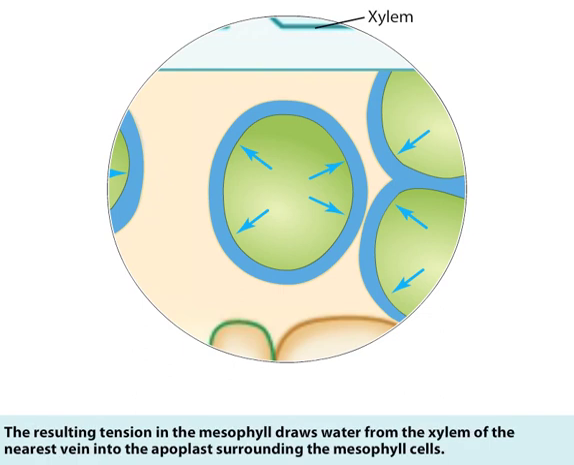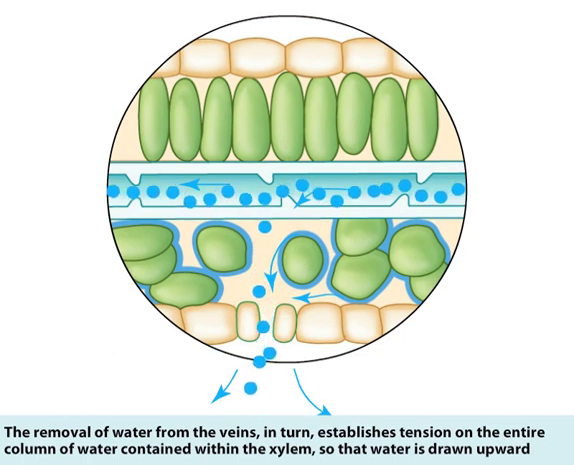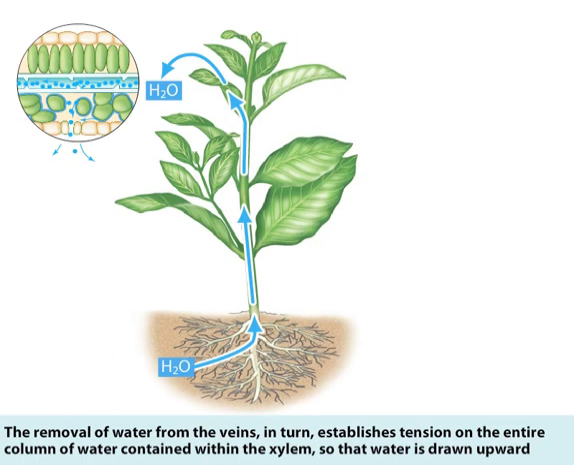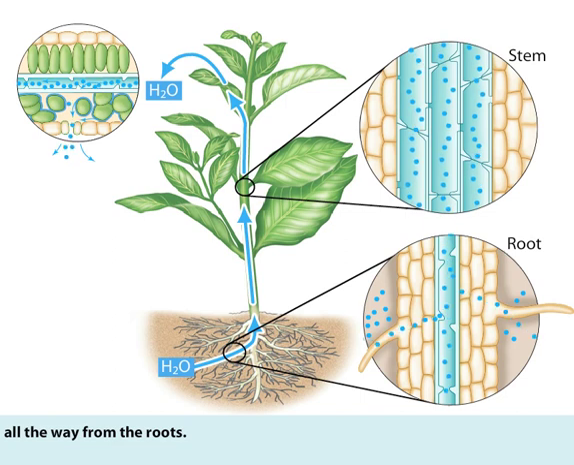The resulting tension in the mesophyll draws water from the xylem of the nearest vein into the apoplast surrounding the mesophyll cells. The removal of water from the veins, in turn, establishes tension on the entire column of water contained within the xylem, so that water is drawn upward all the way from the roots.